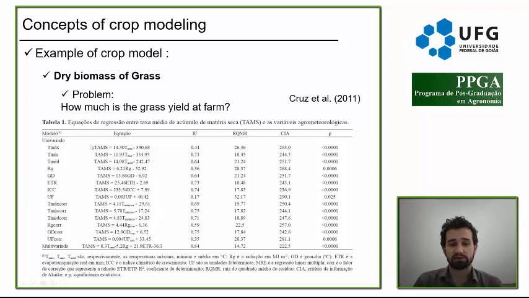What is the problem behind these simple models? I don't have too many variables to represent another system. For example, I can't take this equation and apply it to another field because this equation was built specifically for this condition, using only these three input variables to represent total biomass produced by grass. So if I want to make this equation useful, I need to validate it in another field to see if it works in another condition.